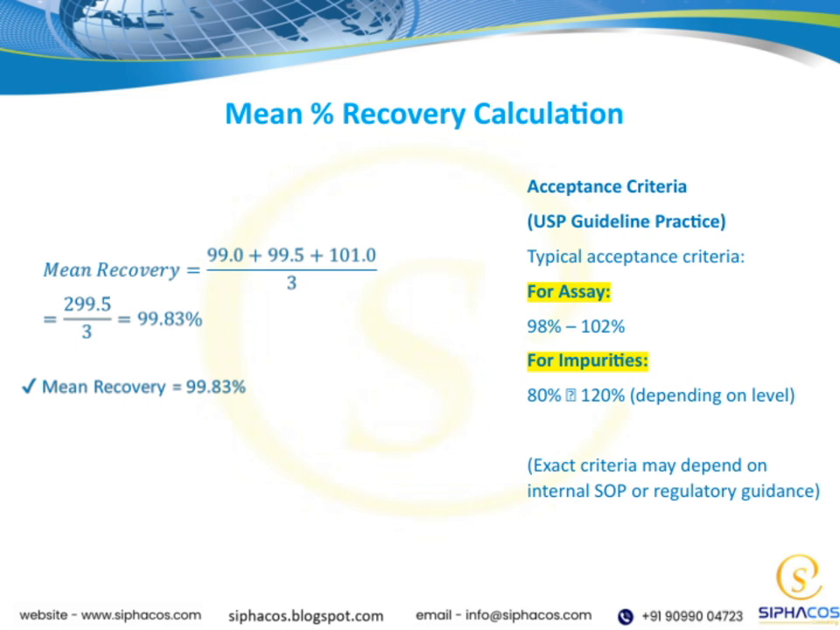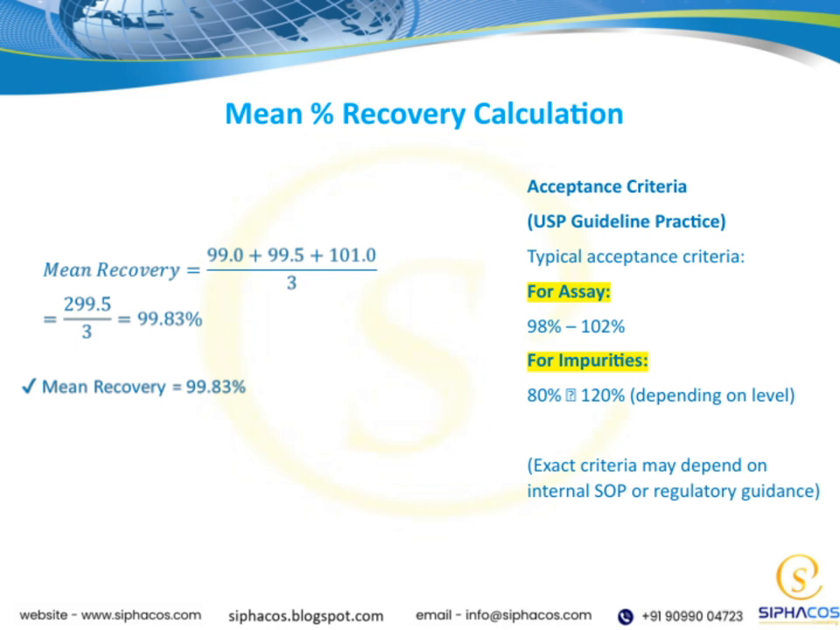For impurities, the acceptance criteria are a bit broader, usually ranging from 80% to 120%. However, it's important to note that the exact limits can vary depending on our internal standard operating procedures or specific regulatory guidance. Always double-check those to ensure compliance. Now, why do we set these specific ranges? They help us determine whether a product meets quality standards and is safe for use.